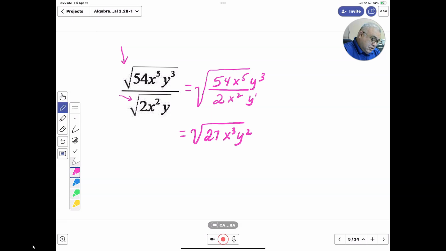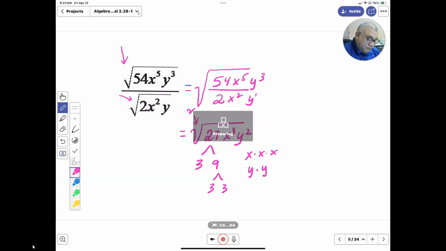Next, we're going to use our understanding of the index to figure out what our pairs are, so we can find the square root of that number. So I'm going to do a prime factorization tree. So we have 3 times 9, and 9 we have 3 times 3. X cubed, we have x times x times x. And we have y squared, which is y times y.